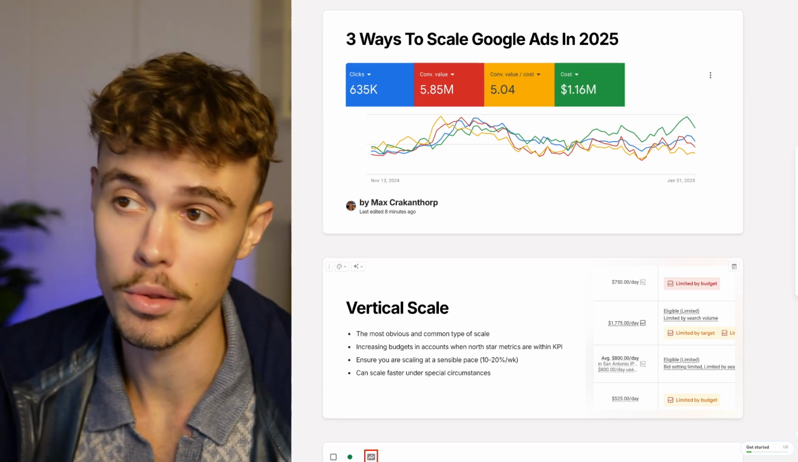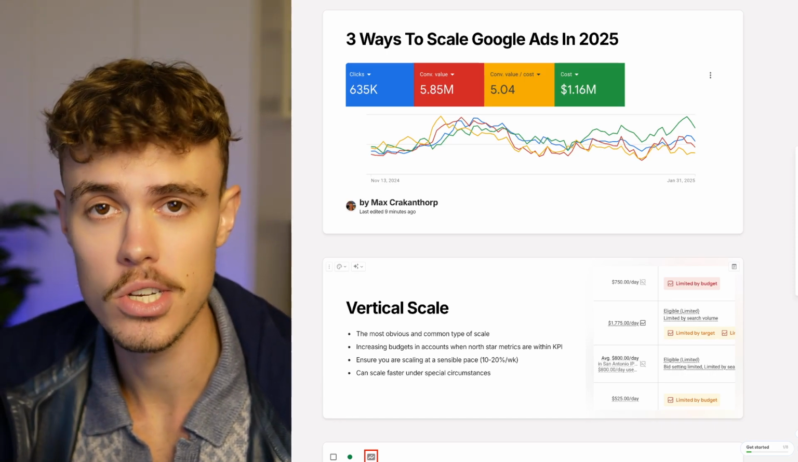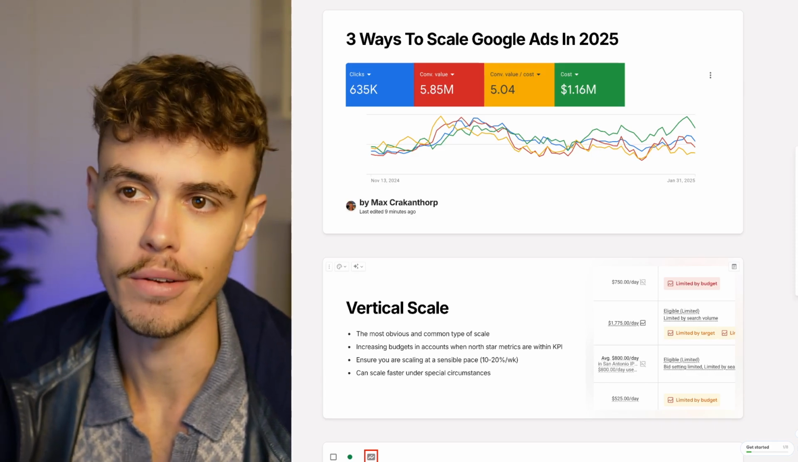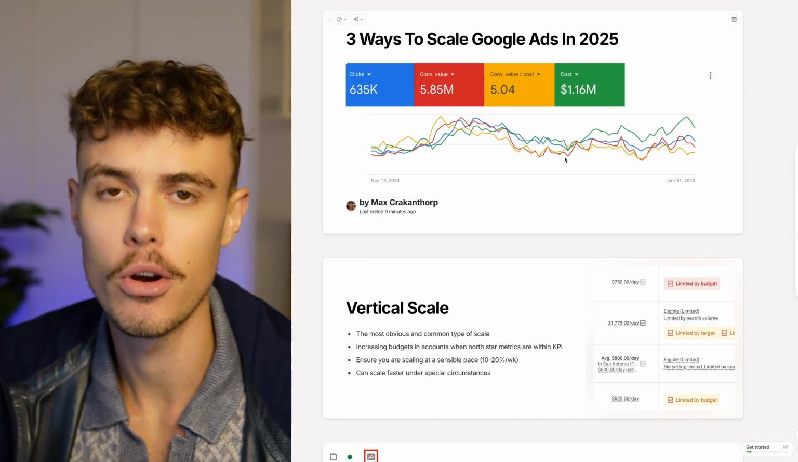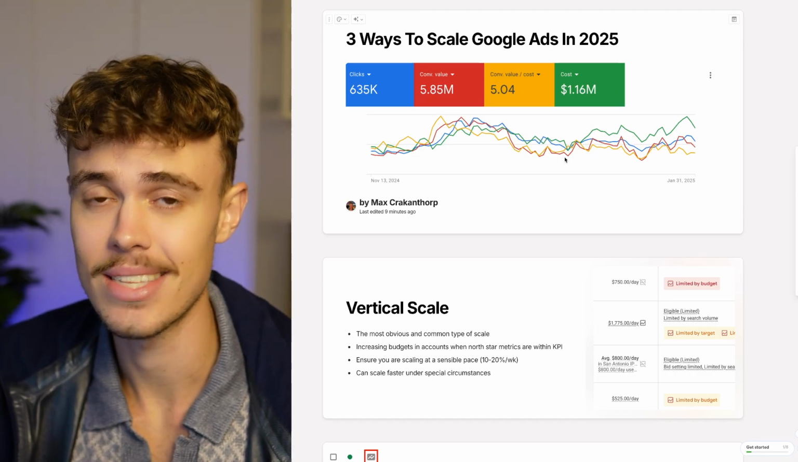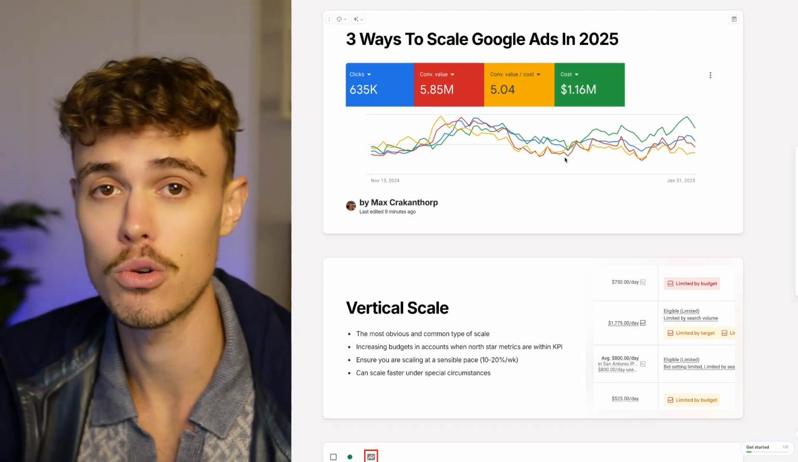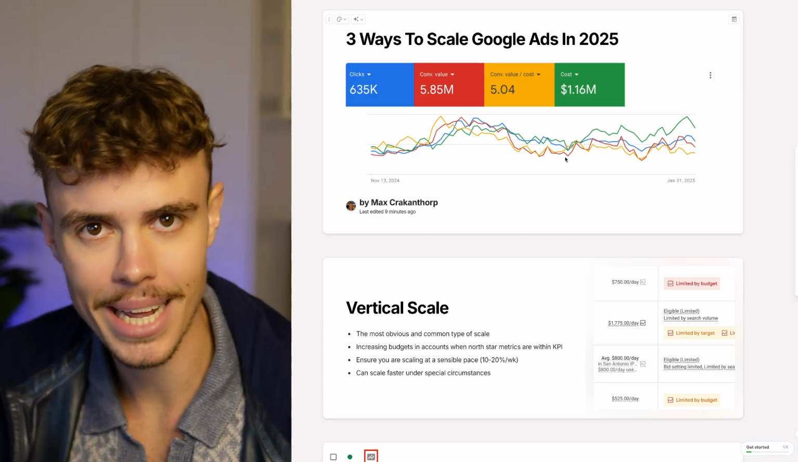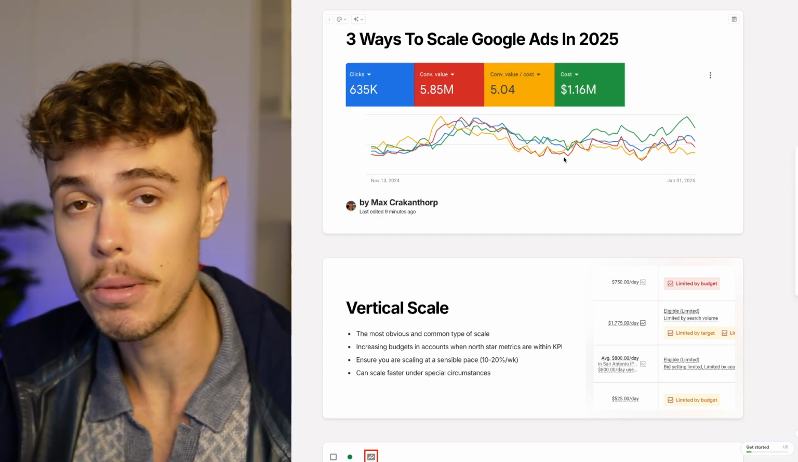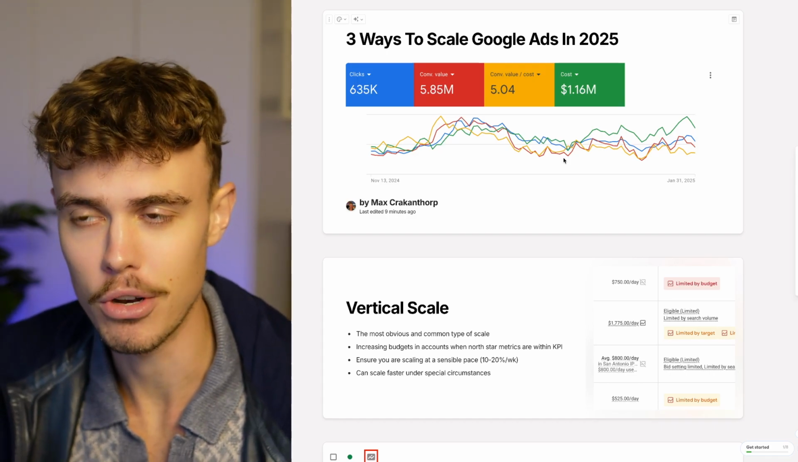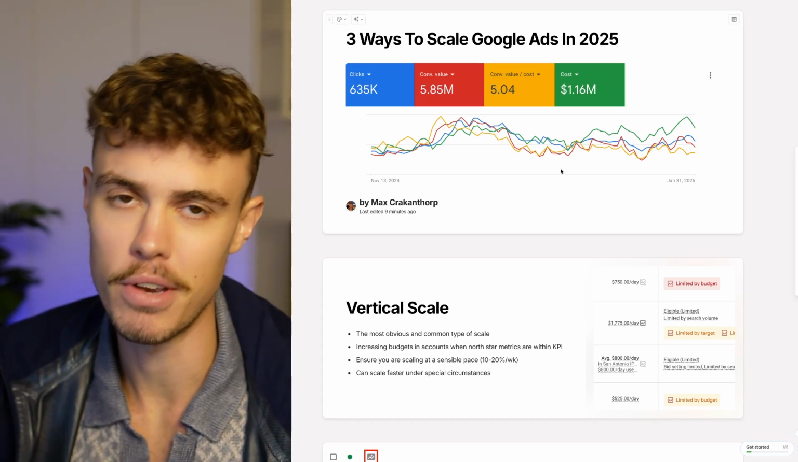Today I'm going to be walking you through 3 ways that you can scale on Google Ads in 2025. Now, I have come across a lot of Google Ads accounts that can get a good fundamental structure in place. They can get some first initial results in the account, but then they reach a plateau where they really struggle to grow beyond it and get more scale and revenue. And that is where this video will help you.